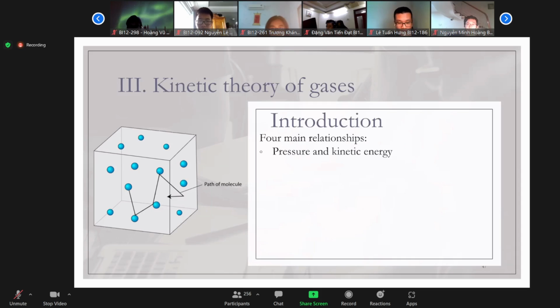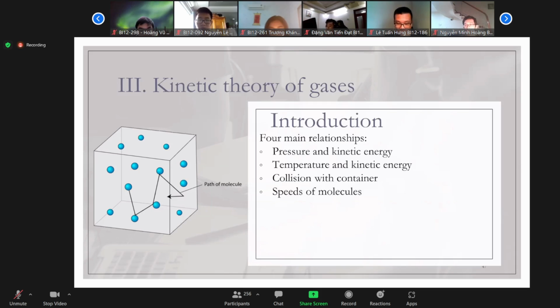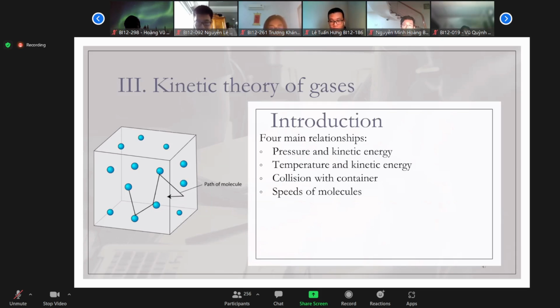In the kinetic theory of gases, we will study 4 main relationships. Firstly, the relationship between the pressure and kinetic energy. Secondly, the temperature and kinetic energy, and then the collision with the container, and the speeds of molecules. We are going to study different types of speeds of molecules in this part. Is it clear until here? If things are not clear, please, you can stop me anytime, okay? I can explain once again.